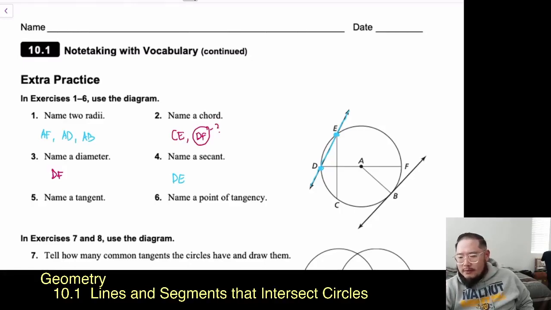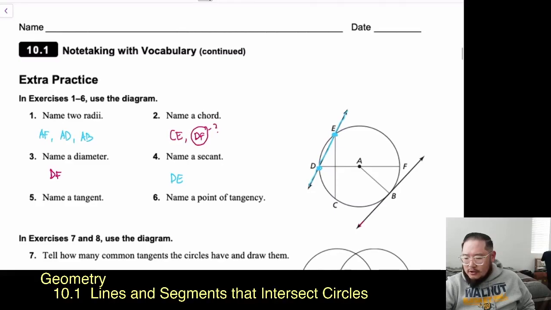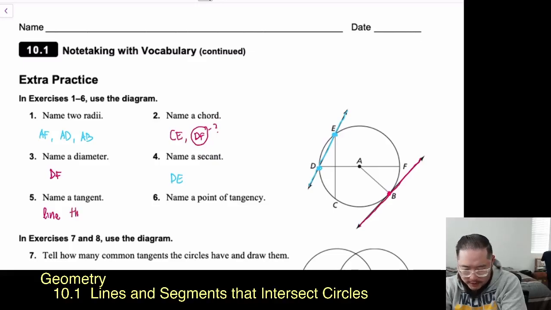Next up, number 5, name a tangent. A tangent, remember, is a line that touches the circle at one spot. So something that's tangent has to be a line, and it can only touch the circle one time. So we can go ahead and put line through point B.